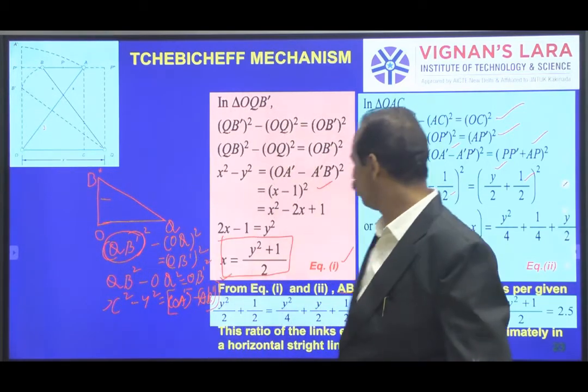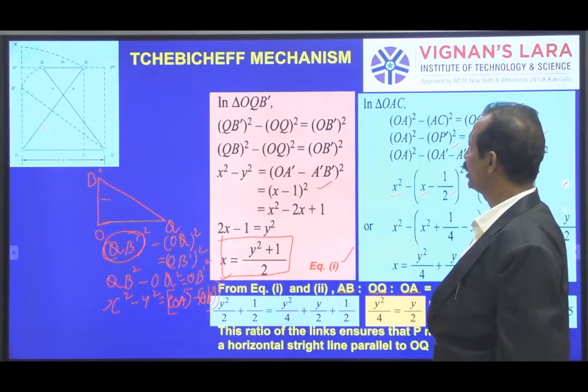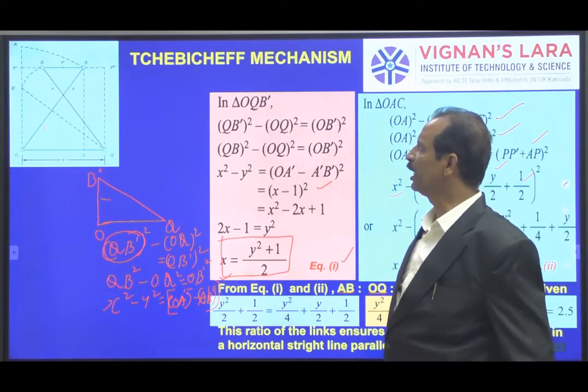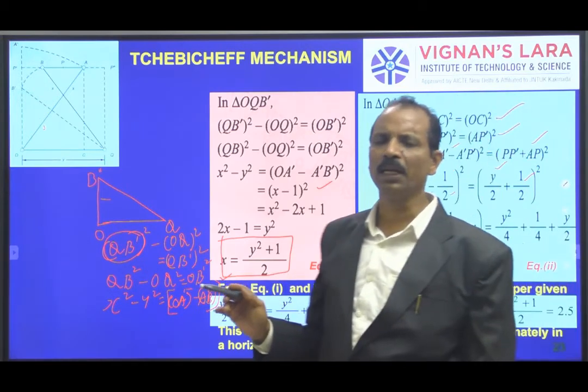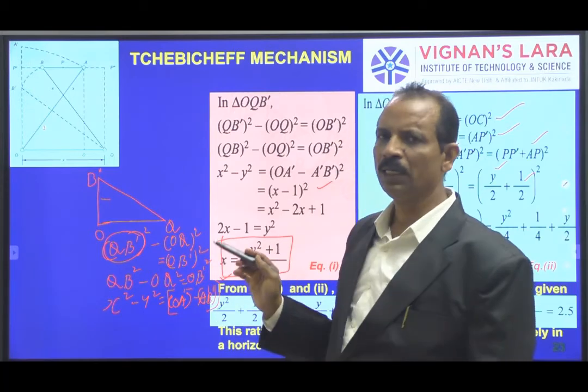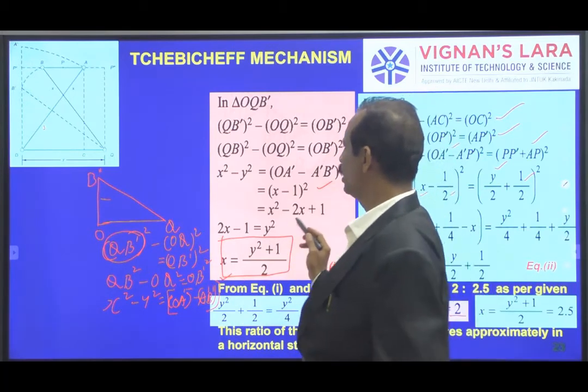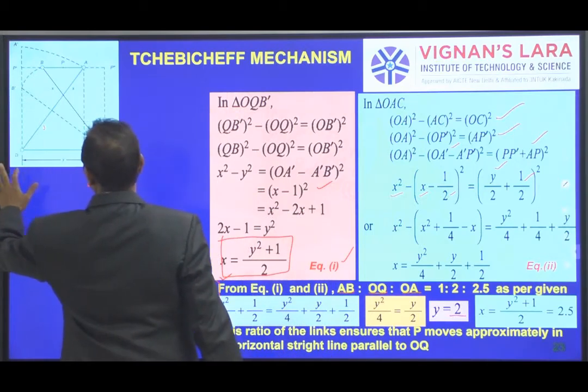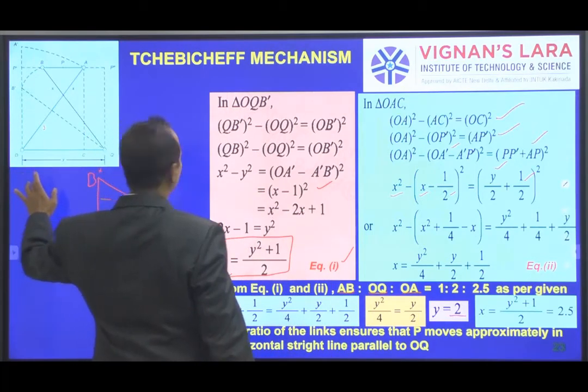Okay, so with this we can say in the Chebyshev mechanism, with the 4 links we can get the path traced by the tracing point P as a straight line. That is the next approximate straight line mechanism. So let us see the final mechanism.